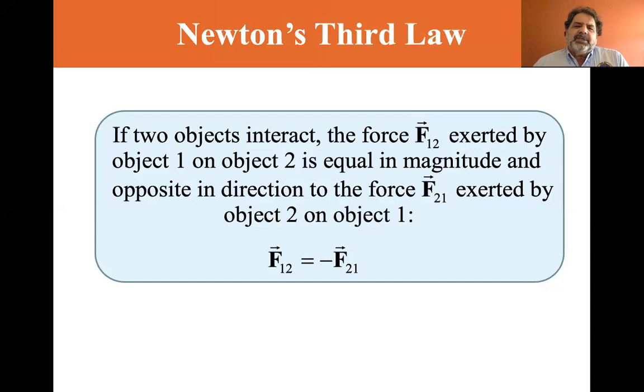If two objects interact, the force F12 exerted by object 1 on object 2 is equal in magnitude and opposite in direction to the force F21 exerted by object 2 on object 1. So force F12 equals the negative of force F21.